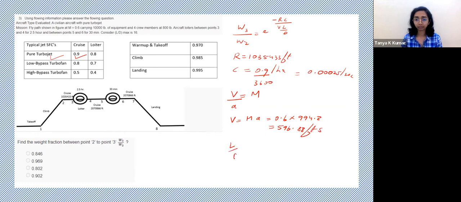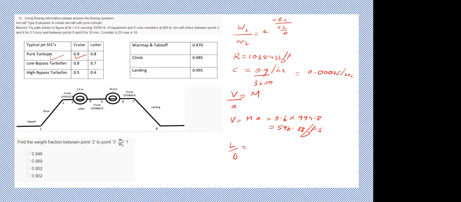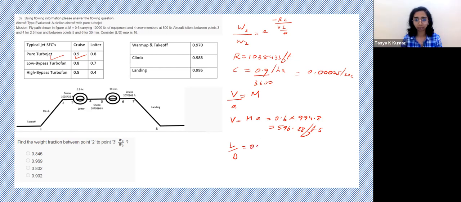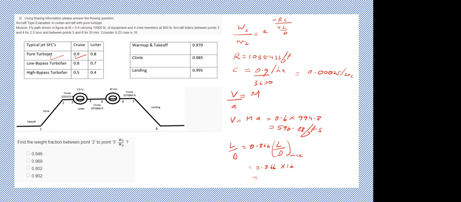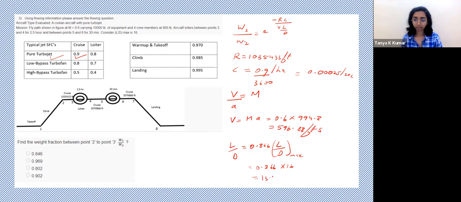What is L by D? For a turbojet, it is 0.866 into L by D max. Correct. So that would be 0.866 into 16, which is 13.8. Now plug in all of these values and tell me what is W3 by W2.